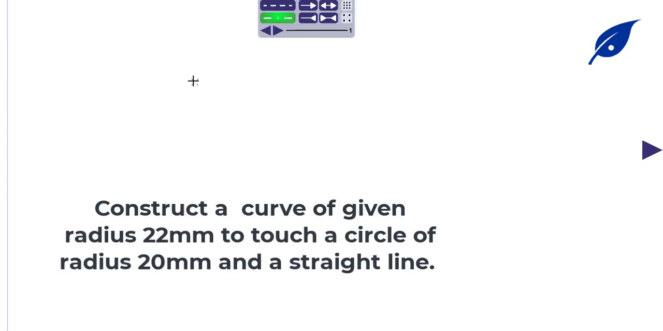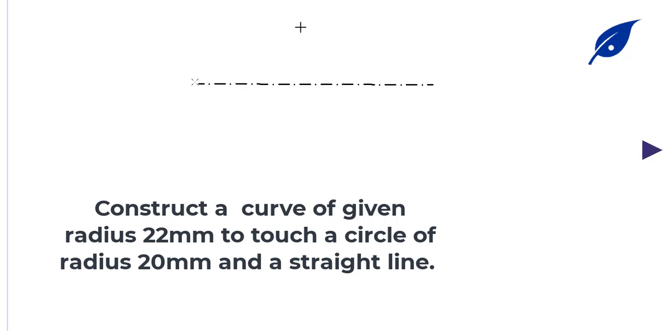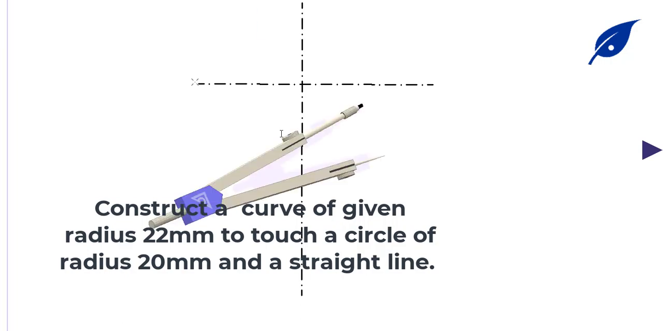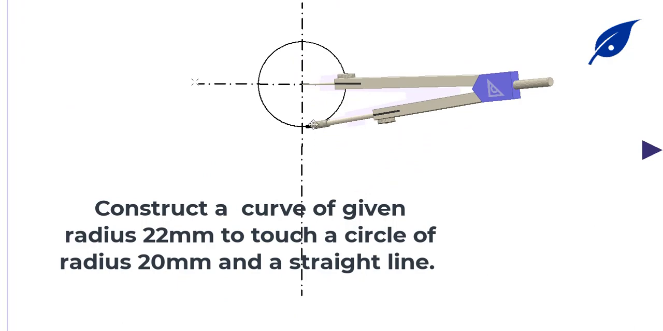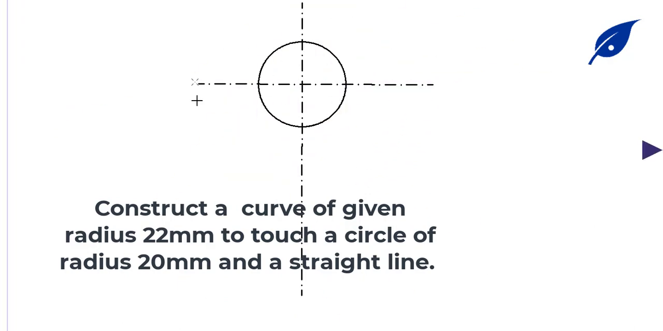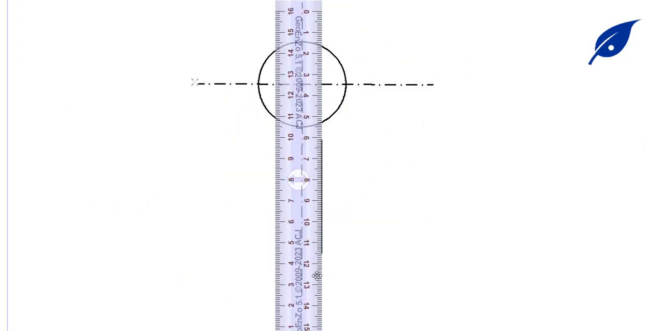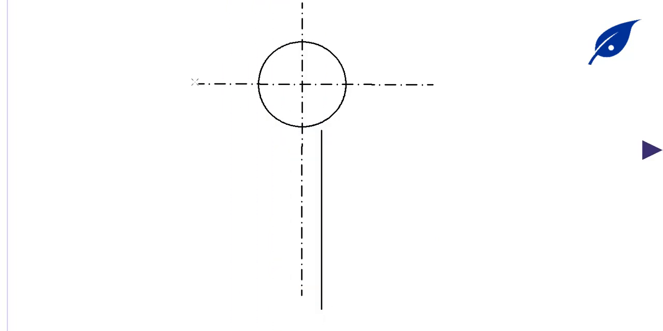At this point, we'll consider how to construct a curve of given radius 22 mm, between a circle and a straight line. At the point where the circle and the straight line meet, we're going to construct a curve with the radius 22 mm. So first we draw the circle, then after that we draw the straight line, which is close to the circle but it's not touching the circle.